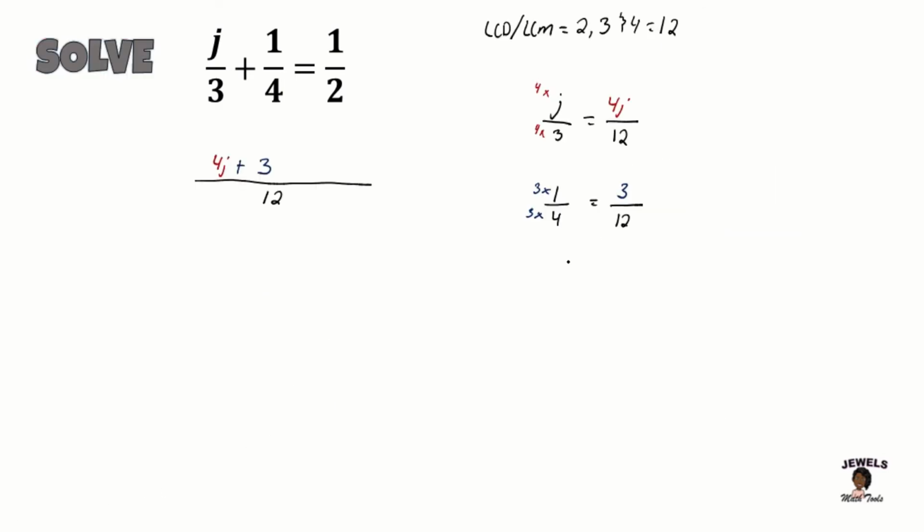Now, let's convert our 1/2 also to its equivalent form where 12 is in the denominator. And just like we did with the last two fractions, I'm also looking for a number that when I multiply it by 2, it's going to equal 12. And I know that 6 times 2 is 12, so 6 times 1 will equal 6. So my equation is now equal to 6.